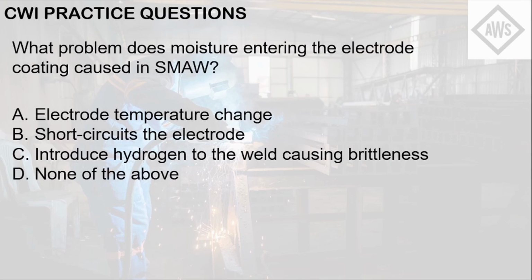So when moisture enters the electrode coating, what does it cause during the stick welding process? Does it change the electrode temperature? Does it short circuit the electrode? Short circuiting mainly pertains to GMAW processes. So letter C is the correct answer, because when moisture enters the electrode, it's basically H2O, and when it breaks down, hydrogen can cause brittleness to that electrode coating or that molten weld pool in the welding process.